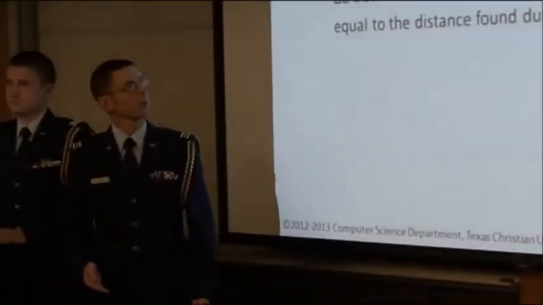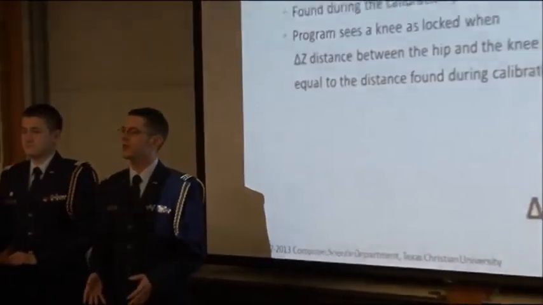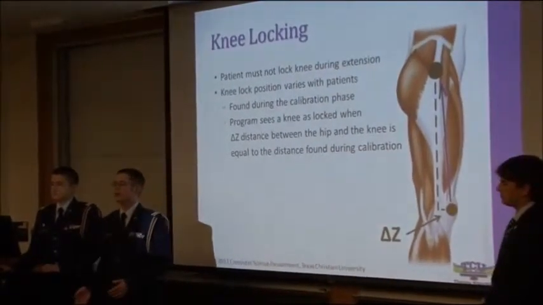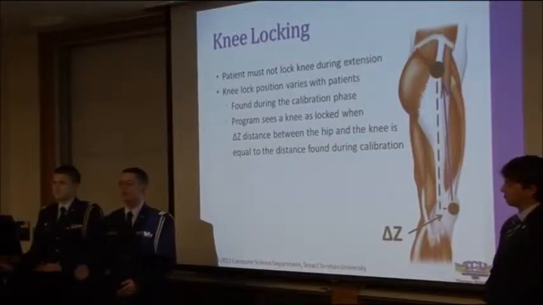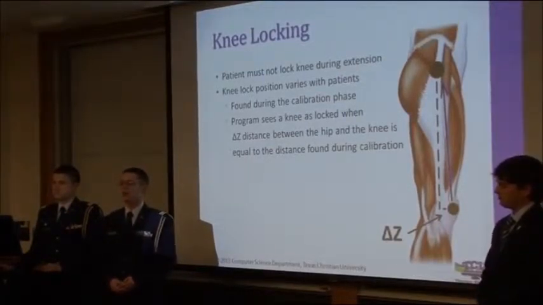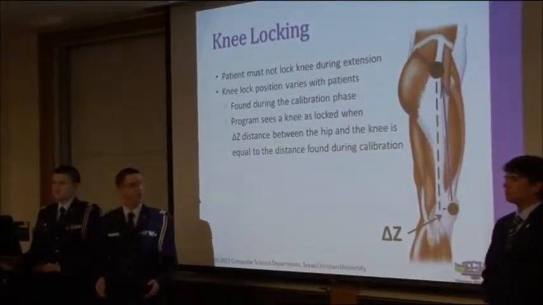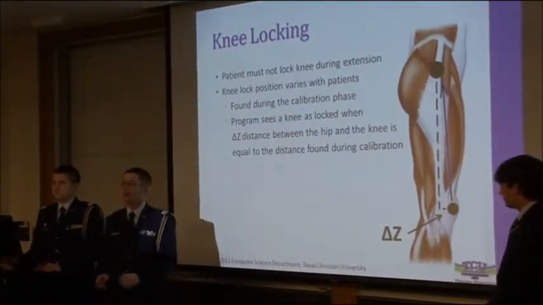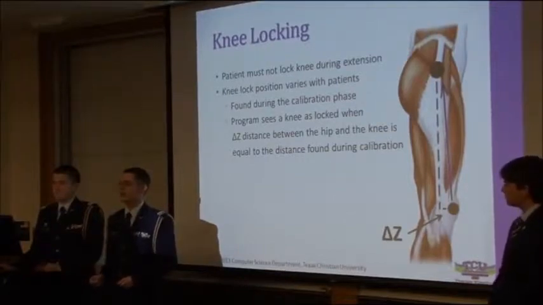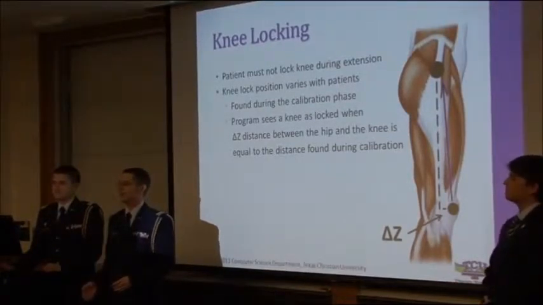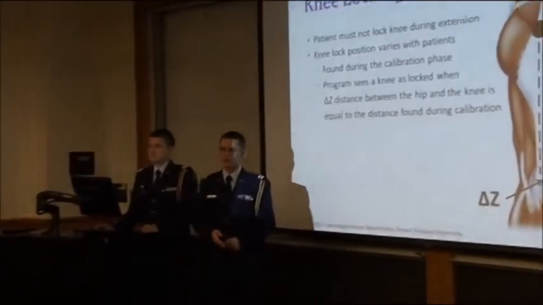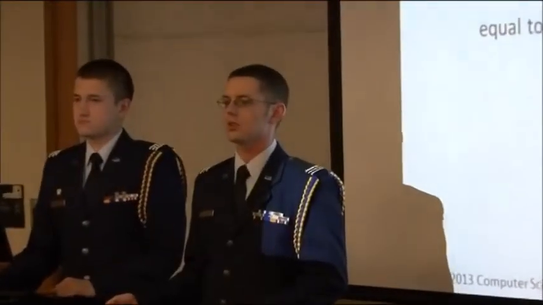It's not good for the patient to lock their knee during this test, and it was kind of difficult for us to test whether or not they got their knee locked, because for every single patient, their position that's considered knee locking is different. So what we ended up doing is, during our initialization phase, we took the Z coordinate of both the hip and the knee, and we found the difference between those two and used this as a baseline. And during our real-time analysis, we compared the current delta Z to the stored delta Z from the initialization phase, and if they were the same, we knew that they were locking their knee.